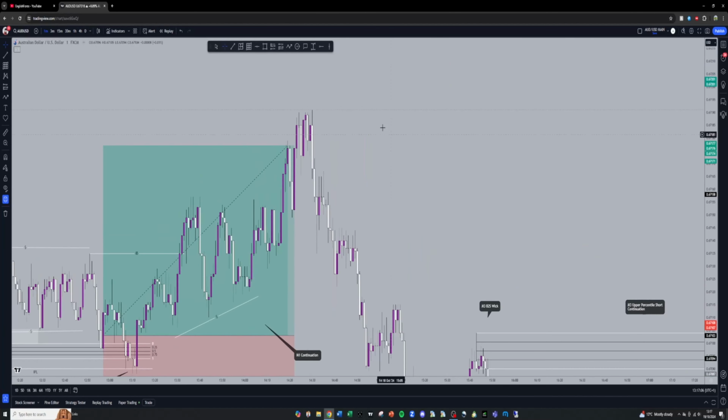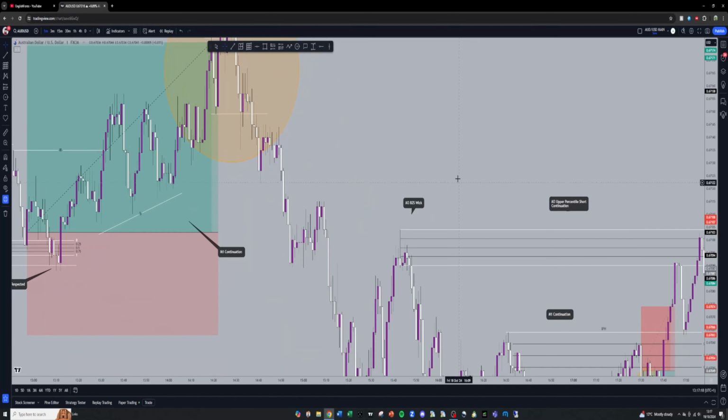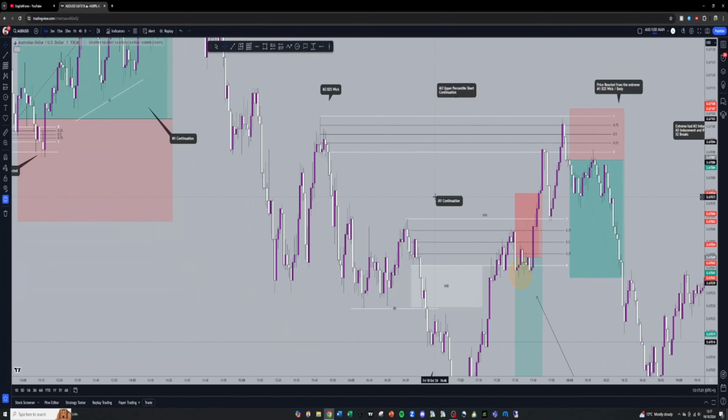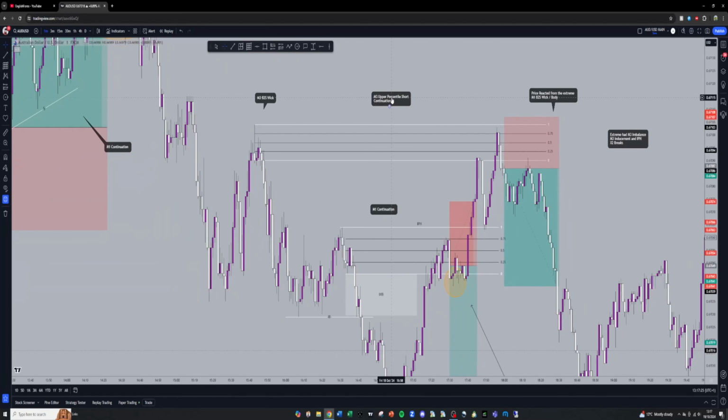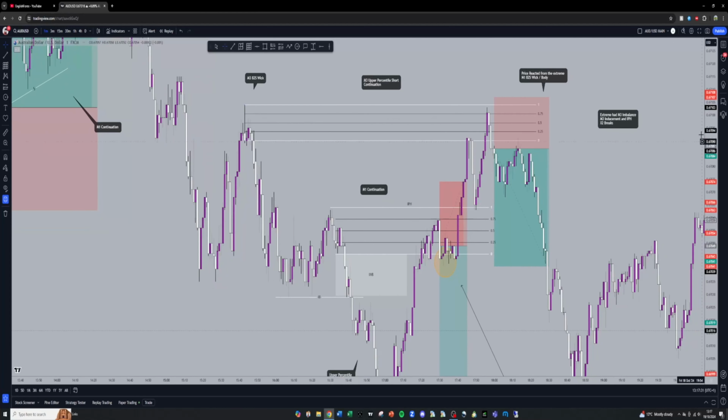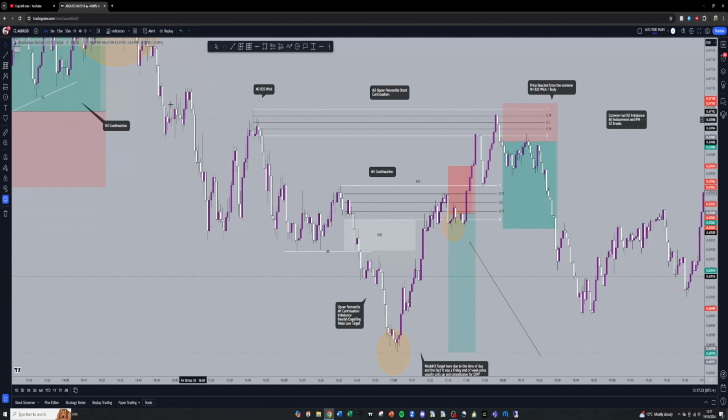As I said, we had the change of character, which you can see here. You sweep the high, we then had where that move originated from, broke. So that's your change of character there, which indicates bearish order flow on the lower time frame, and that aligns with the higher time frame stuff and the bearish AUD fundamentals. So we then come down.